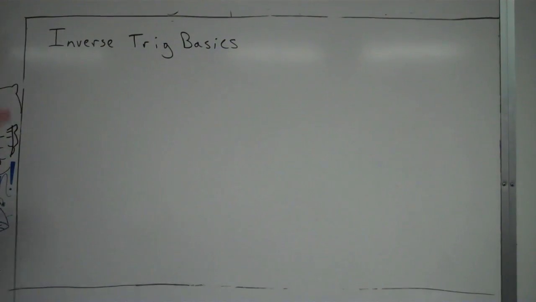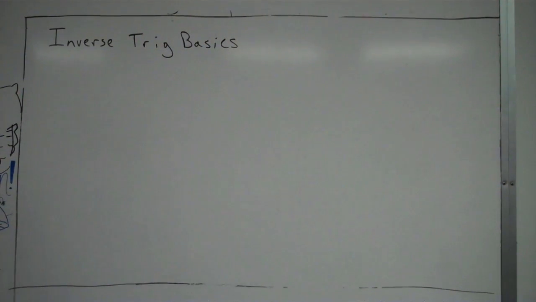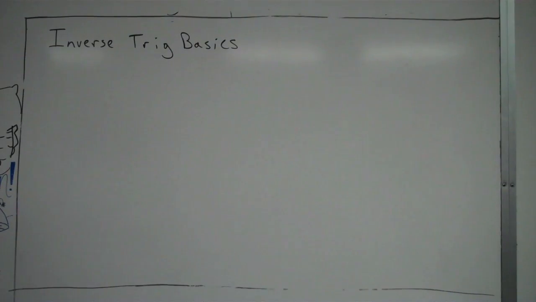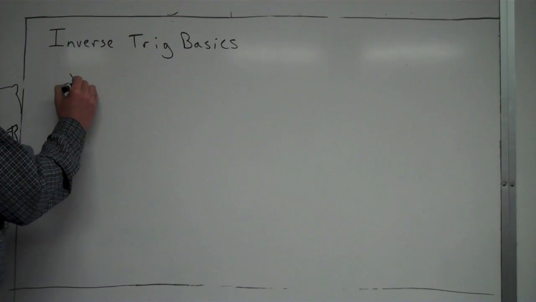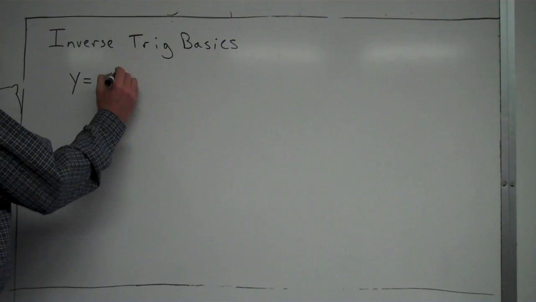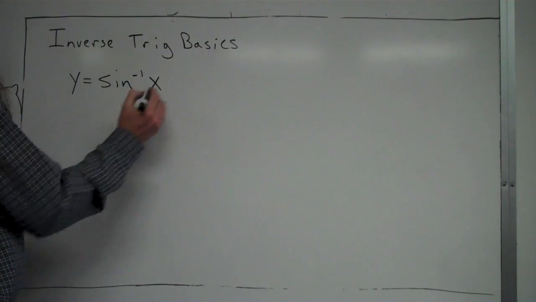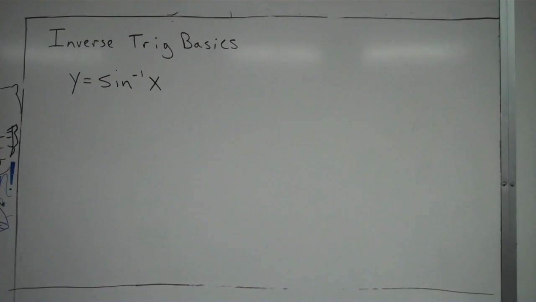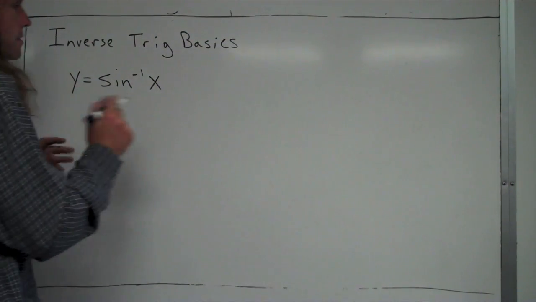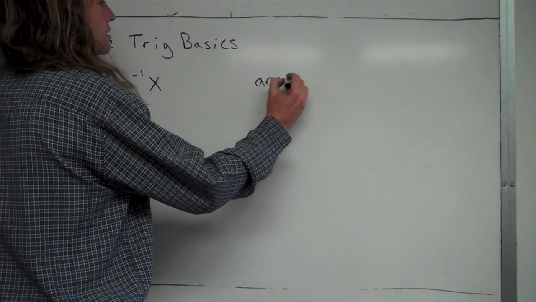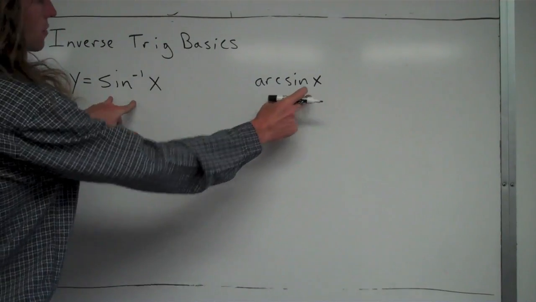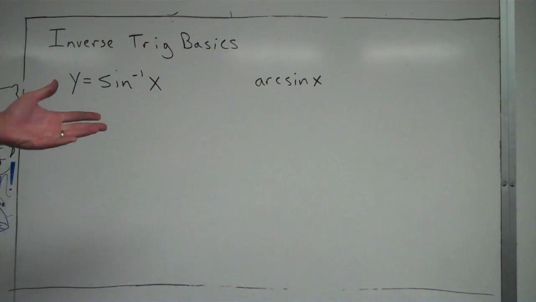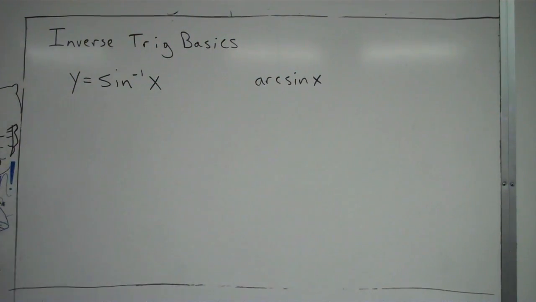All right, I wanted to talk about real quick just very basic stuff about inverse trig functions and what they mean essentially. So say for instance you're dealing with a function like y equals inverse sine of x. So that right there is said as inverse sine of x. Now it's also sometimes written as arc sine of x, and that means the same thing. So these are just two different ways of writing the same thing. That one's pronounced arc sine, this is inverse sine, but they mean the exact same thing.